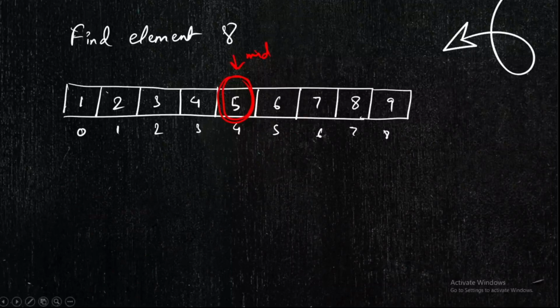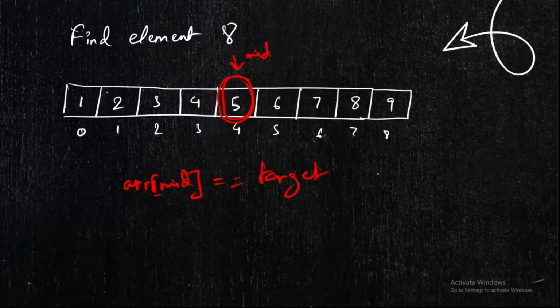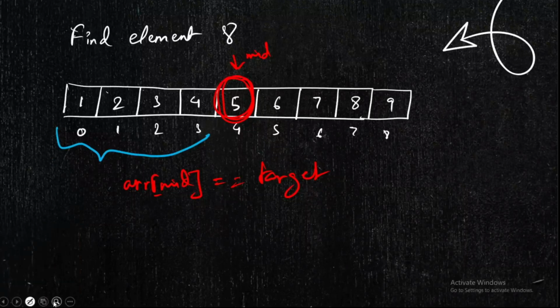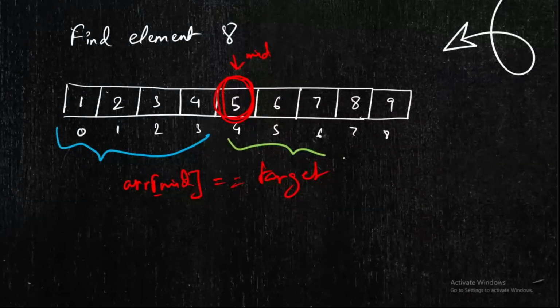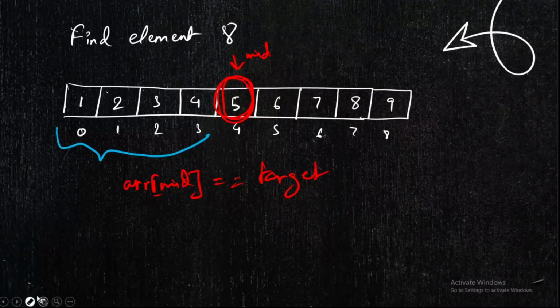Now, the first question we ask is whether the mid element is equal to the target element or not. In this case, 5 is not our target. So we have a choice to go to this part, or we can go to this part. This choice is evident only because the array is sorted.